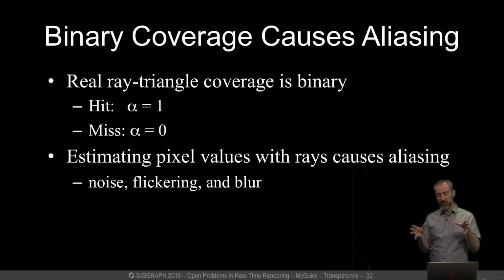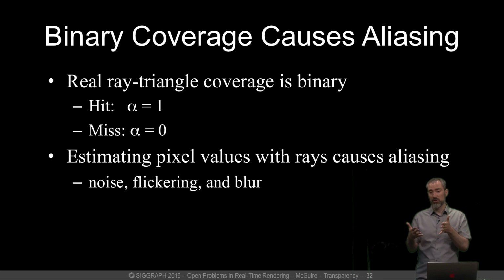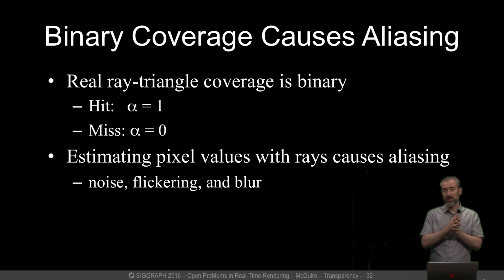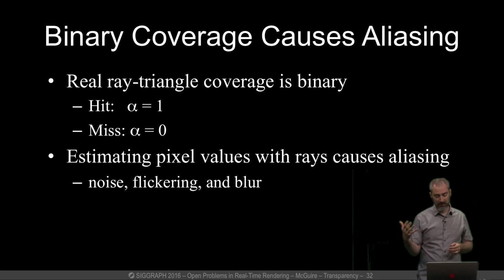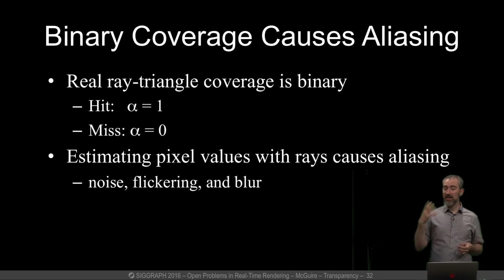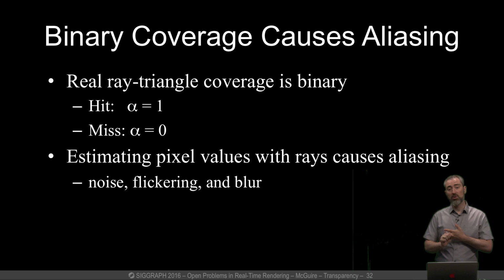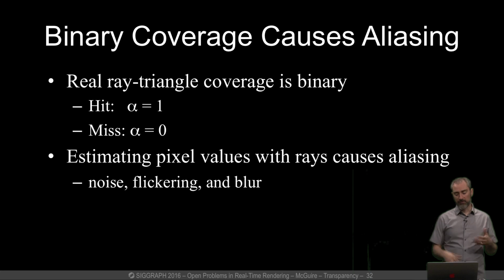So real ray triangle coverage is binary. And if you think about what happens in nature, when there's an interface between two media, a ray either hits the interface or it doesn't hit the interface. There is no notion of it sort of hits the interface. So in the real world, things have to either interact or not. So alpha equals 1, full coverage, and alpha equals 0, no coverage, the ray misses, are physical phenomena. But because we get aliasing, which will manifest as noise, jaggy edges like we just saw, but also temporally as flickering or as blur, we want to introduce this notion of partial coverage.